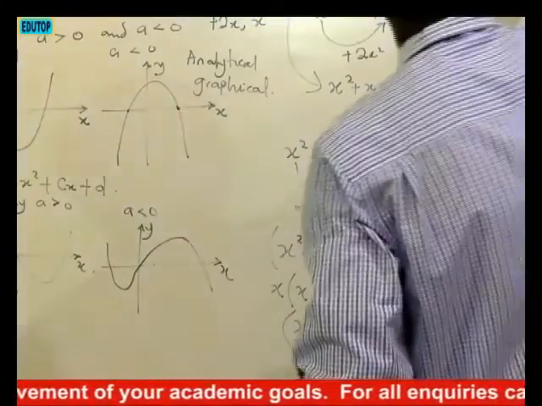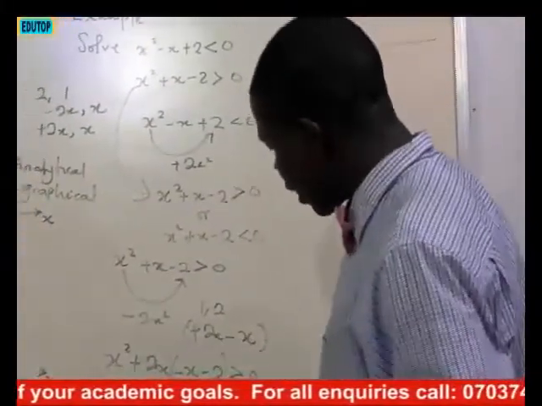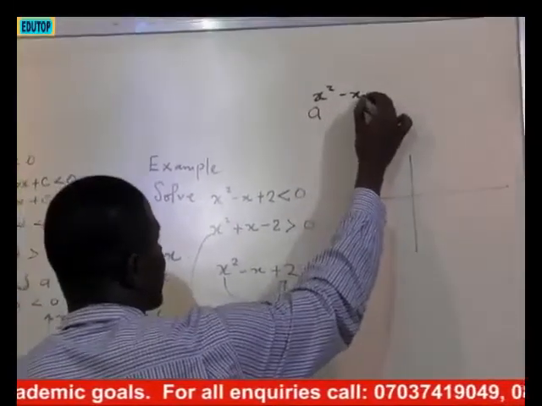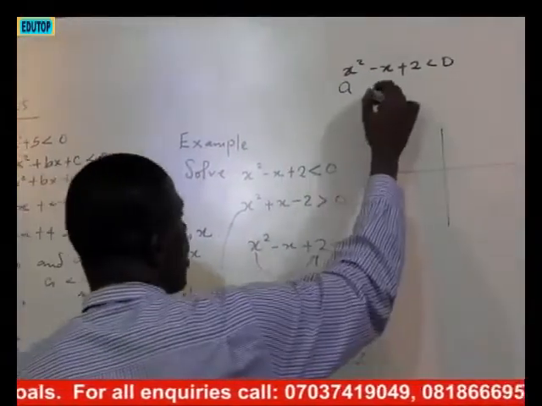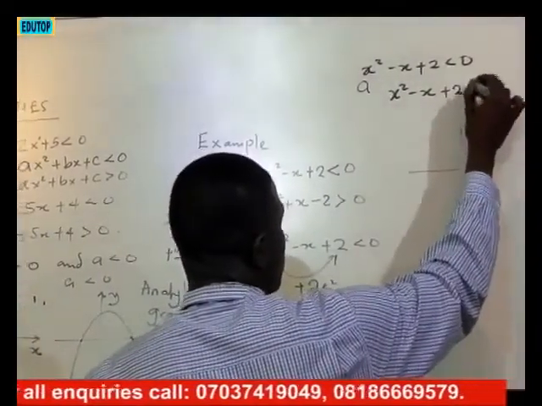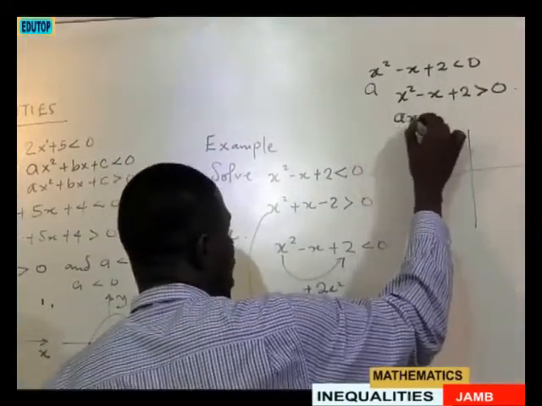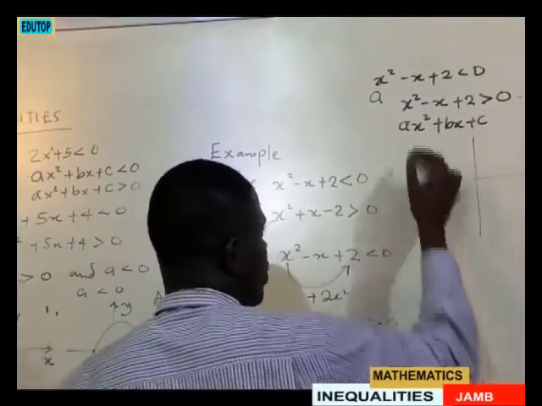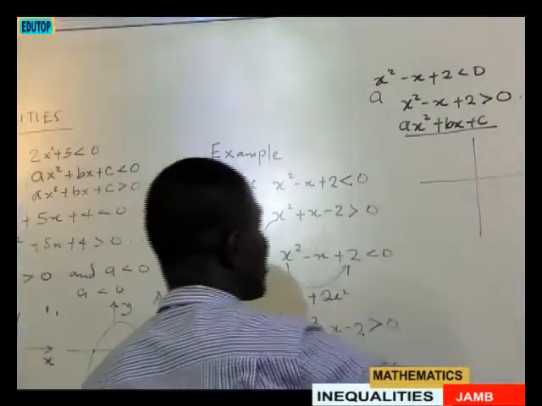How do you know where the curve will be pointing? We have a scenario like this. If you compare x squared minus x plus 2 less than 0. Okay, we are considering x squared minus x plus 2 greater than 0. That's what I'm considering. Then if you look at this, the model is ax squared plus bx plus c. For example, because this is a model of what? Quadratic equation. But we are considering quadratic inequality.